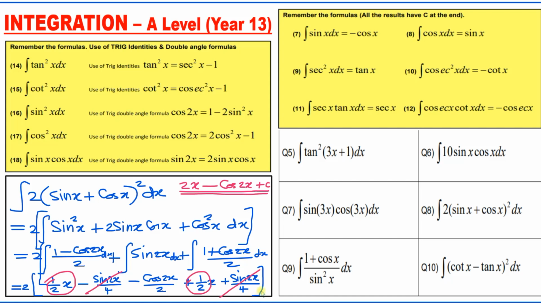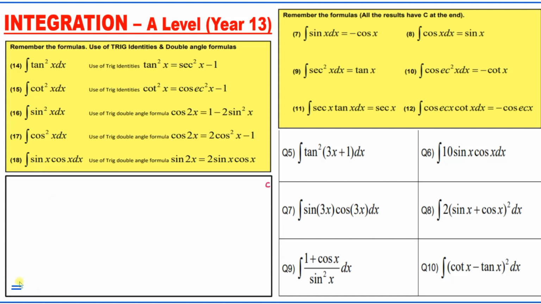Now we are doing question number 9, everyone. Let's look at question number 9. You need to make sure you change the question into a different format, so the integration will be lots easier. Question number 9: integrating (1 plus cos x) over sine squared x dx.